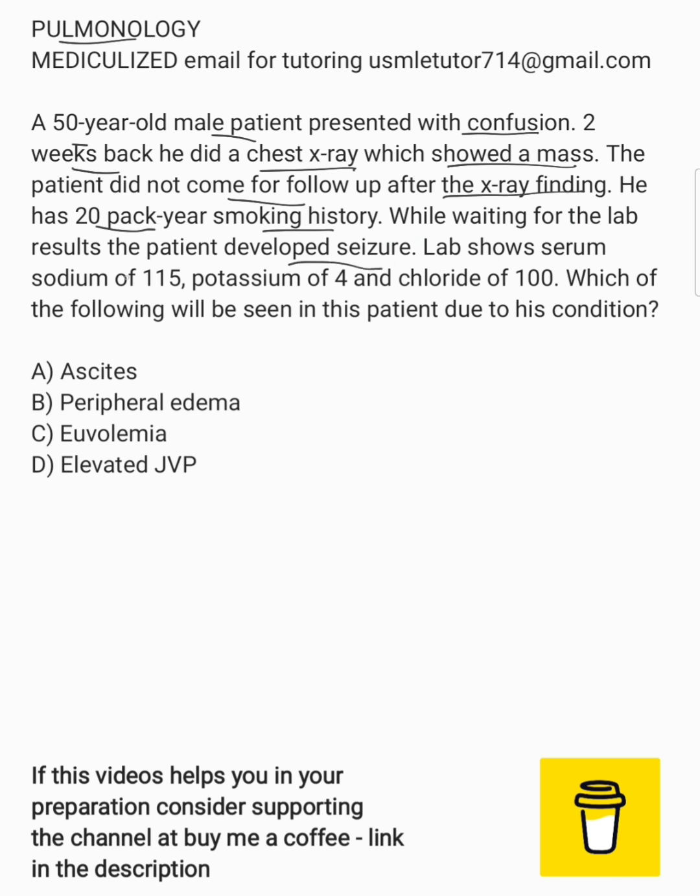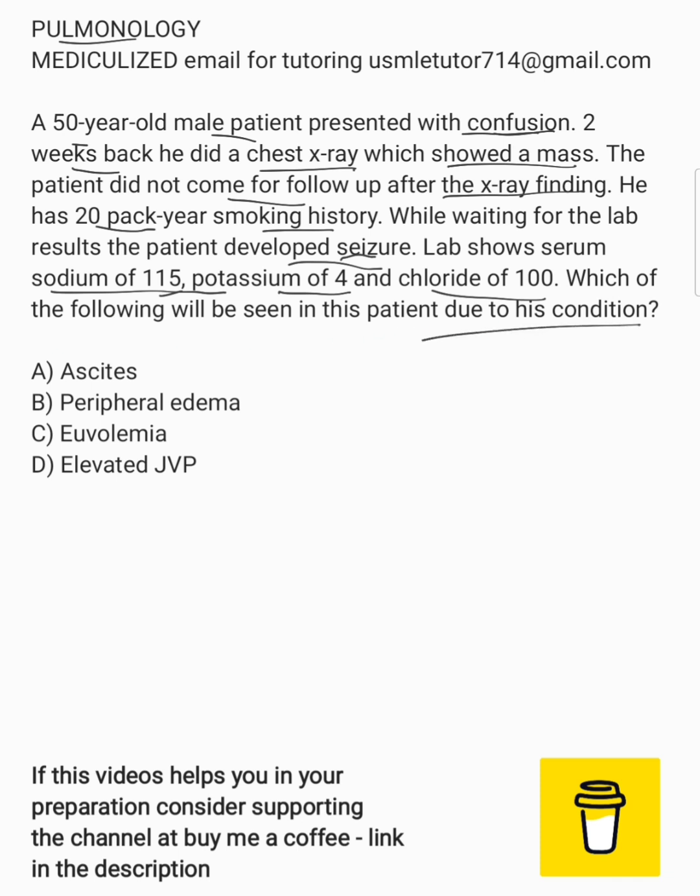Lab shows serum sodium of 115, so that's really severe, symptomatic hyponatremia, and potassium of 4 and chloride of 100. So potassium and chloride are normal. Which of the following will be seen in this patient due to his condition?